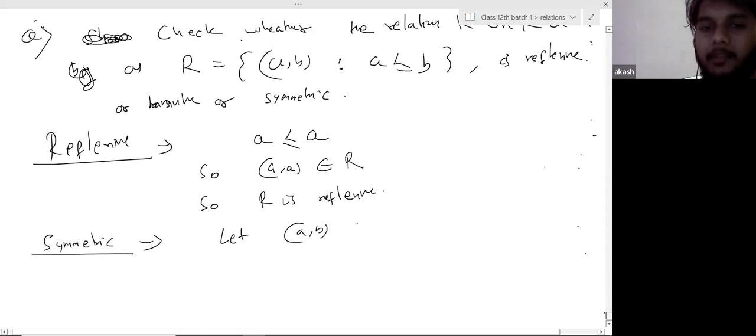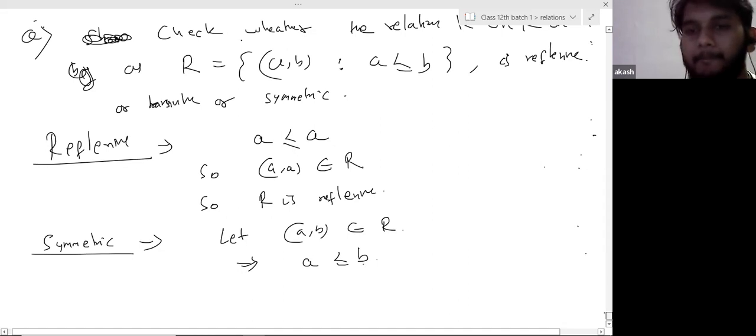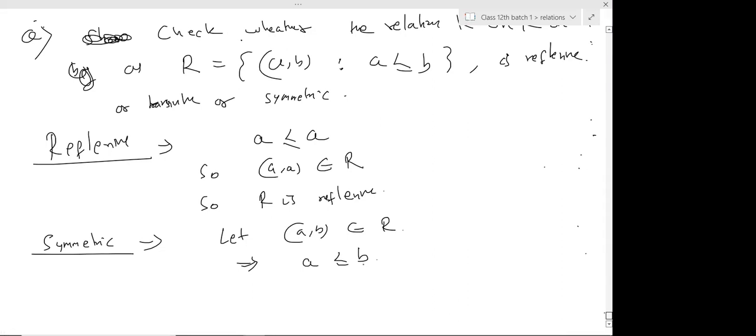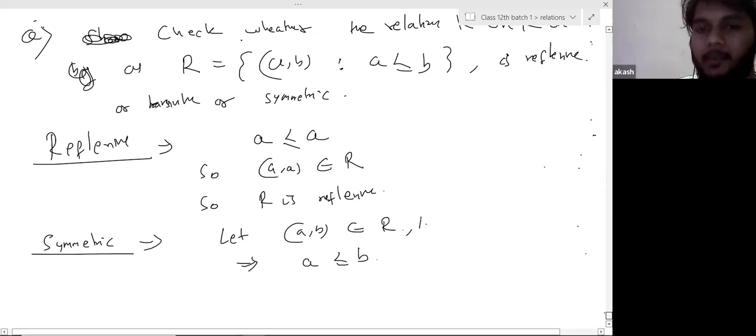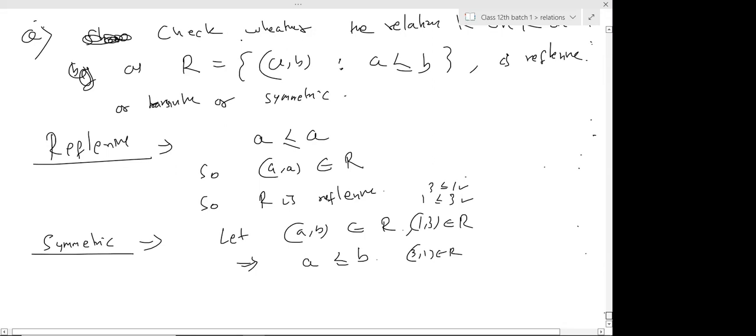Let's see what is the thing about symmetric. Let (A, B) belong to R. So this implies A is less than or equal to B. So now Krishna, can we say that B is also less than or equal to A? Yes, sir. If I take (1, 3), can we say (3, 1) also belongs to R? Because 1 is less than or equal to 3, this is true. So is 3 also less than or equal to 1? Is it a true statement? No, sir. No, right? Shikani, this is clear?